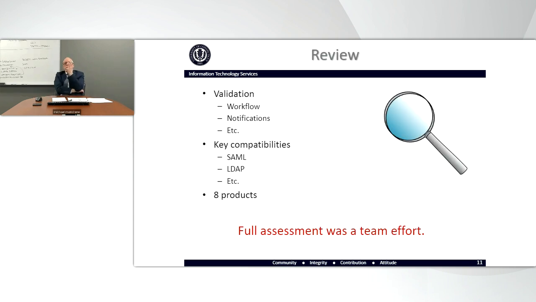When we put together a team, with the intention and the expectation that they were going to assess a set of low-code, no-code products for adoption at the University of Connecticut, we gave them a set of characteristics that they were going to validate, and they worked on this. We told them that we were looking for key compatibilities. We were looking for integration options that were going to be workable. And in the end, we had, I think, 8 products.